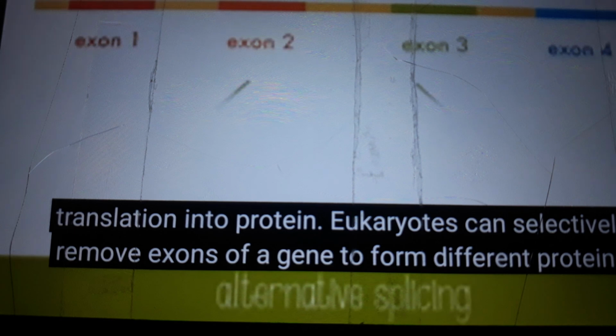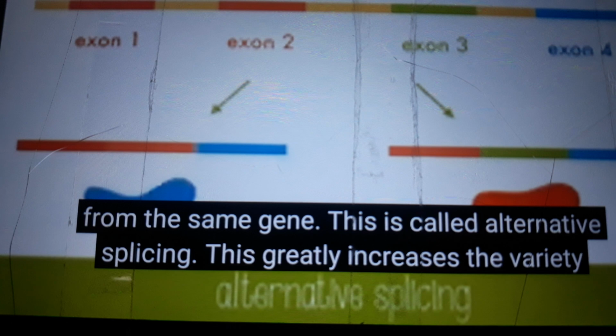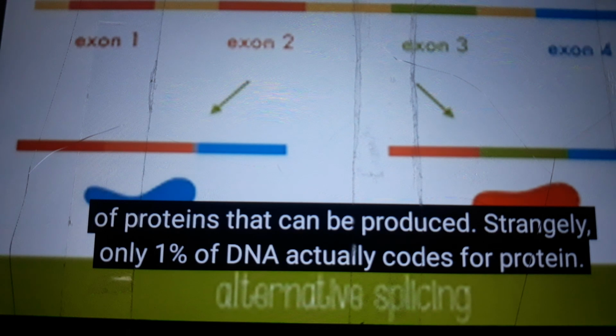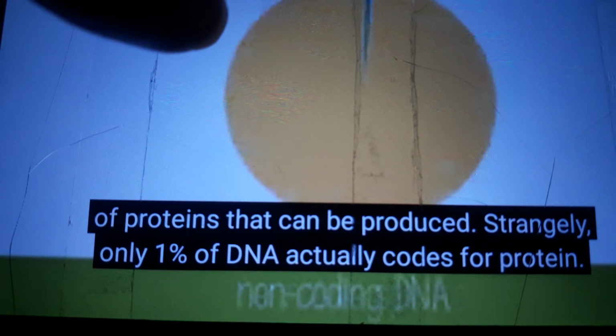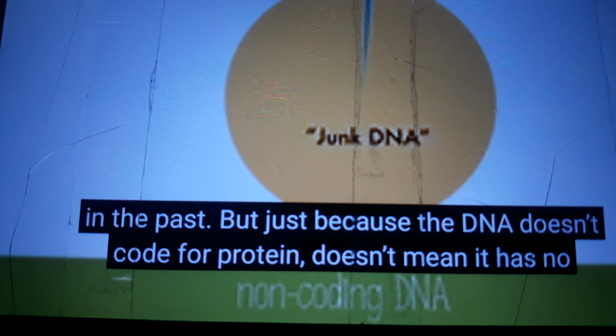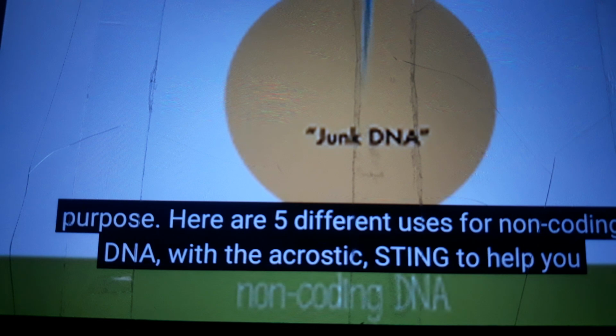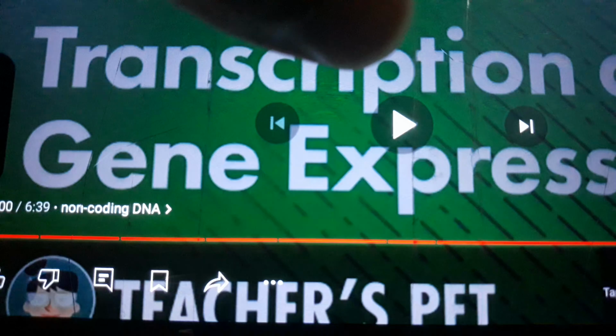Eukaryotes can selectively remove exons of a gene to form different proteins from the same gene. This is called alternative splicing. This greatly increases the variety of proteins that can be produced. Strangely, only 1% of DNA actually codes for protein. The rest of the DNA is called non-coding DNA and used to even be called junk DNA in the past. But just because DNA doesn't code for protein doesn't mean it has no purpose. Here are 5 different uses for non-coding.